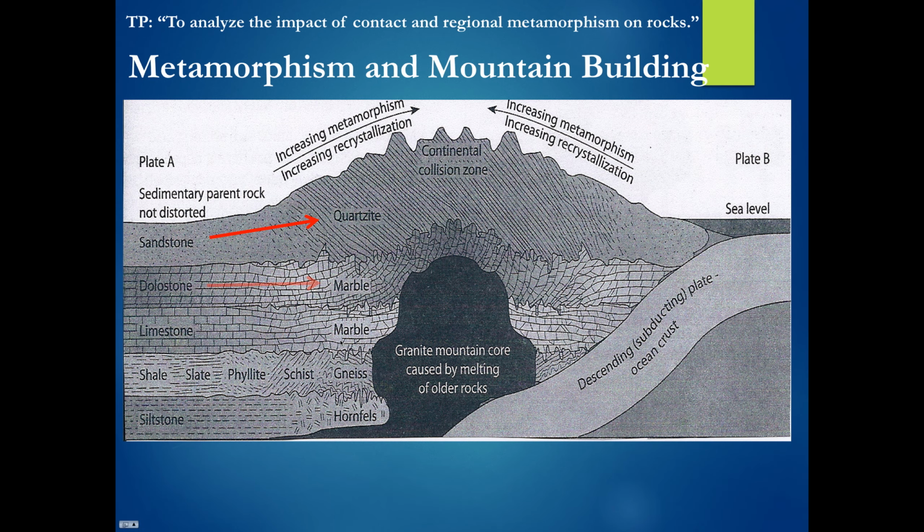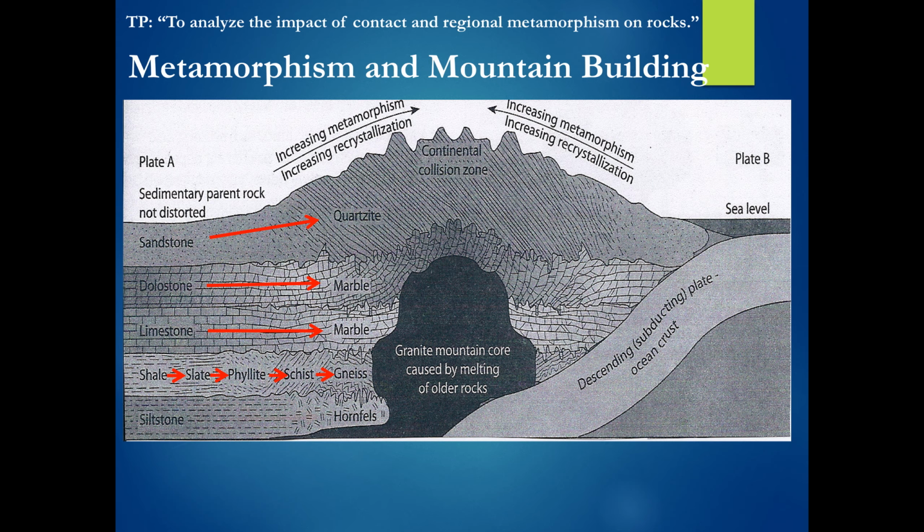Under heat and pressure, dolostone can turn into marble. Limestone can turn into marble. And then we have the sequence from page 7. So shale can turn into slate. More heat and pressure, slate can turn into phyllite. More heat and pressure, phyllite can turn into schist. And more heat and pressure, schist can turn into gneiss.